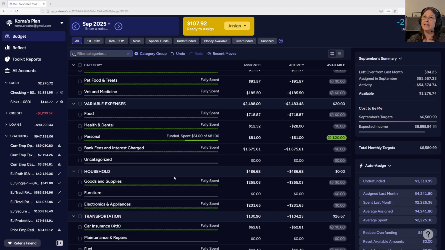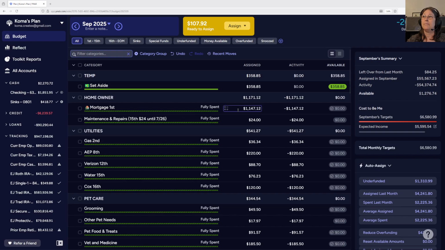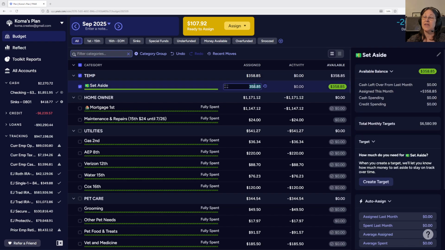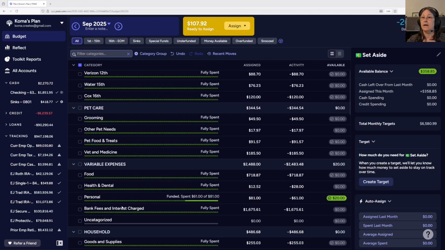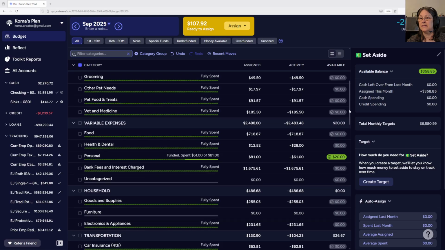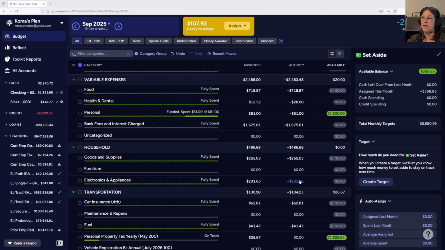I had to cover that, and I covered that from my set aside funds because I used to have a lot more than this. I think it was around $700 in here, and I pulled money from this into the, oh, I hate the way this slides, into the electronics to pay for this.